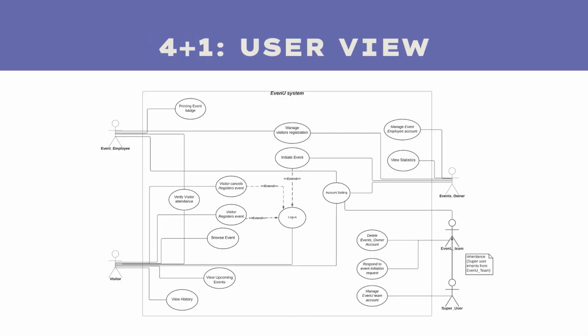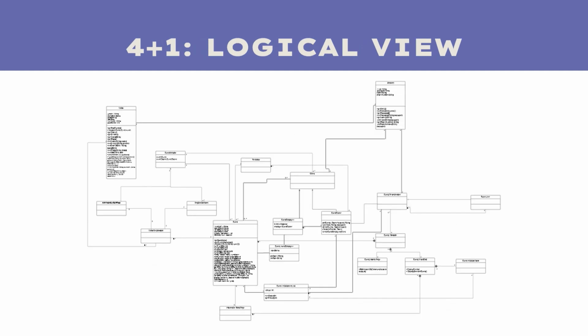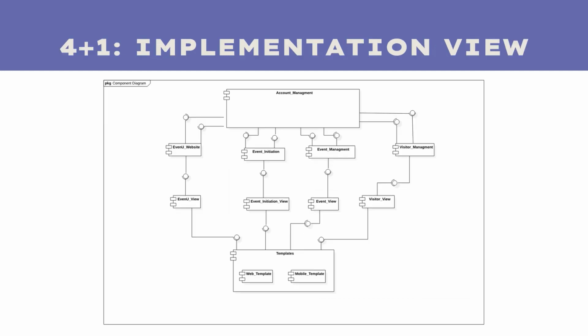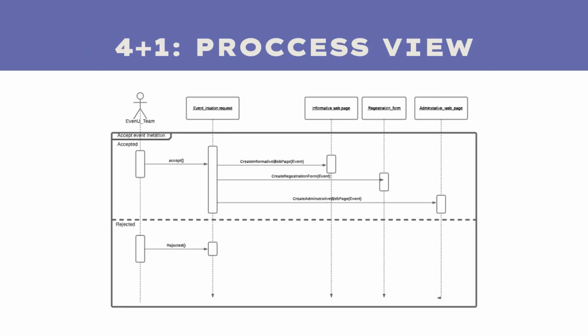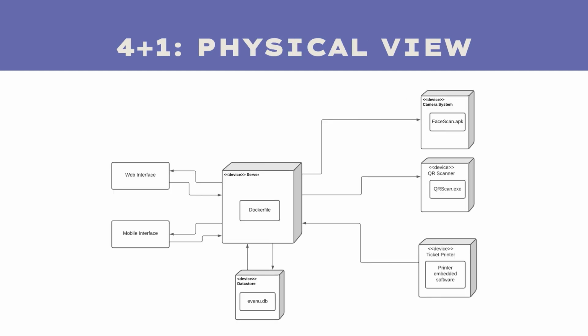For the design, we used the 4+1 view model. So we have 5 views that are centered around the first view, which is the user view, represented by the use case diagram. Then we have the logical view, represented by the class diagram, and the implementation view, represented by the component diagram, the process view, represented by the sequence as well as the activity diagrams, and finally the physical view, represented by the deployment diagram.